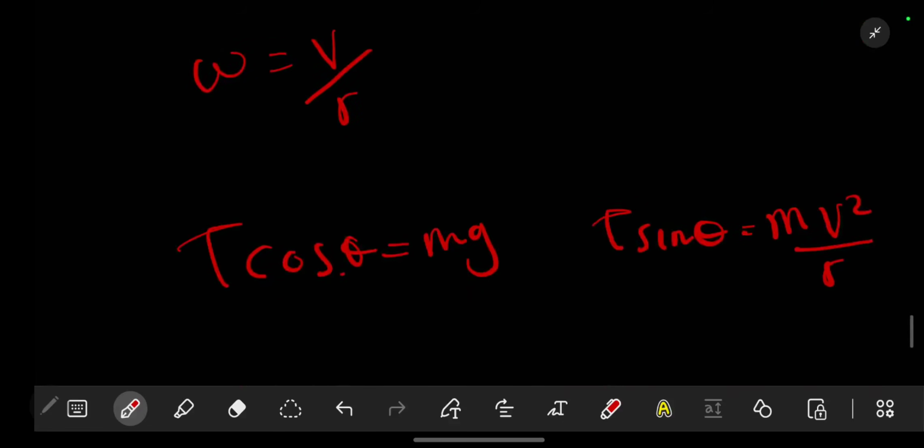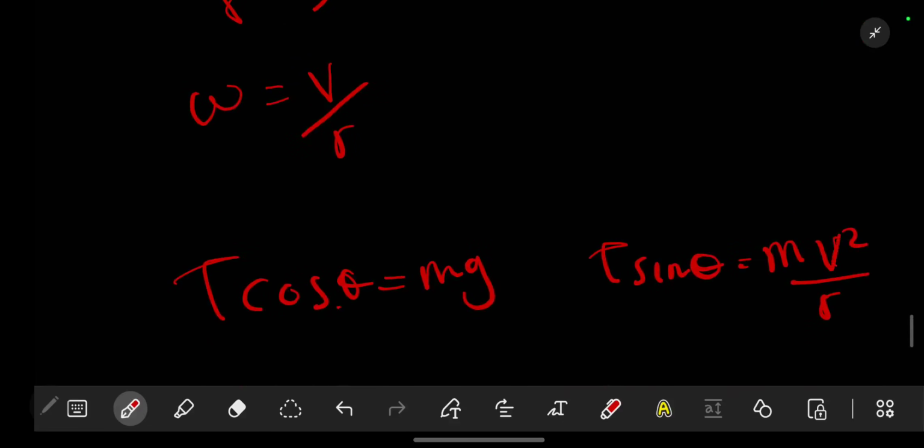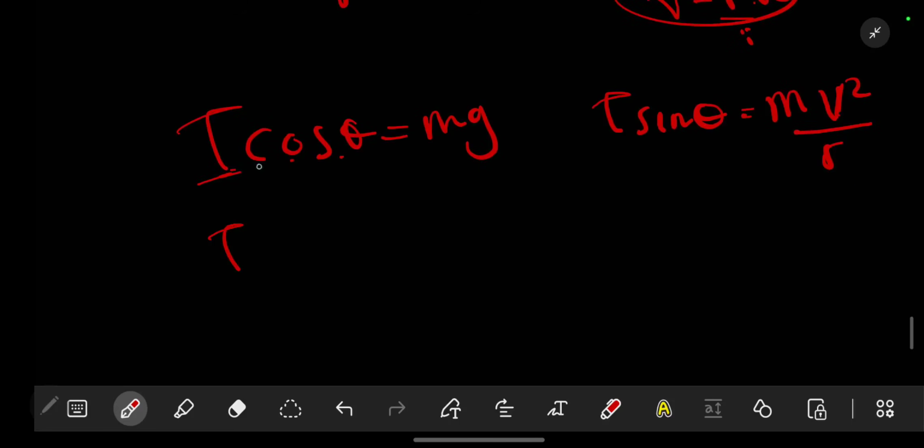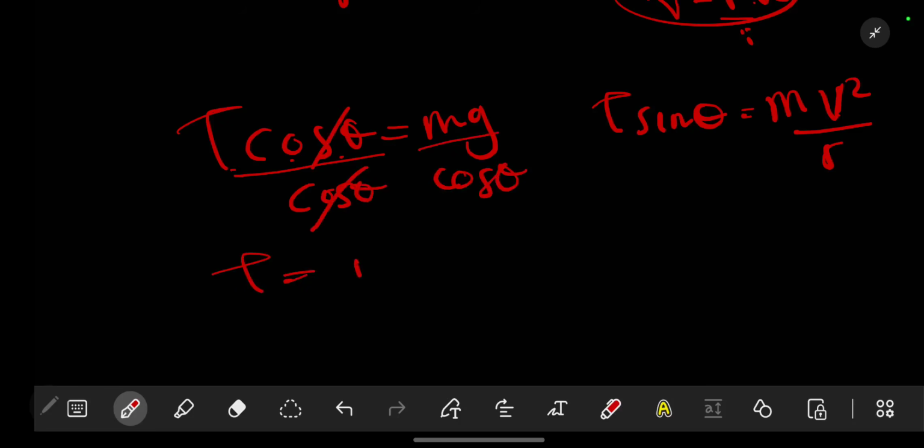So finding the angular speed, let's first find what this velocity is. If you want, you can still replace v is equal to r omega and find it directly, by replacing where there's v. But what we are going to do is make this the subject of the formula. The one with cos, you make T the subject, so we have T is equal to mg over cos of theta.